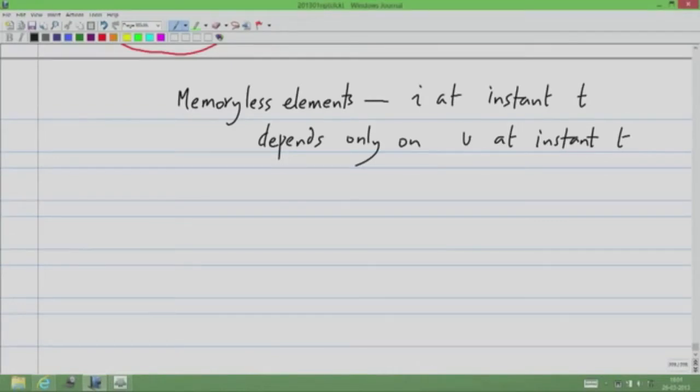Okay, so capacitors and inductors are elements with memory. Okay, so what we will do in this lecture is to try and analyze circuits which have inductors and capacitors in addition to resistors. Is this okay? Any questions?